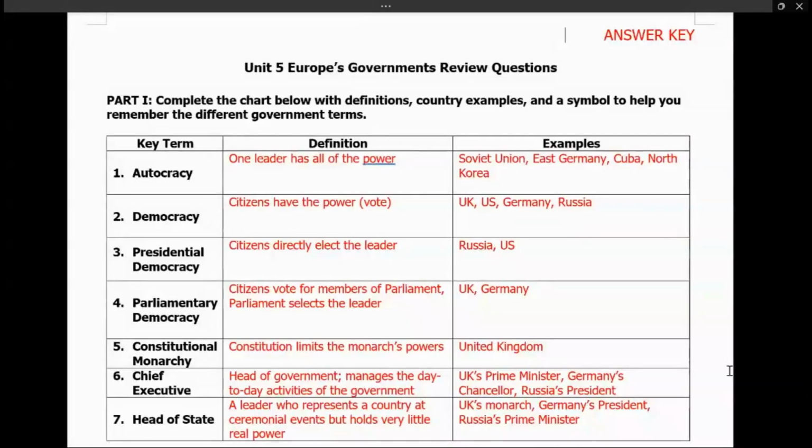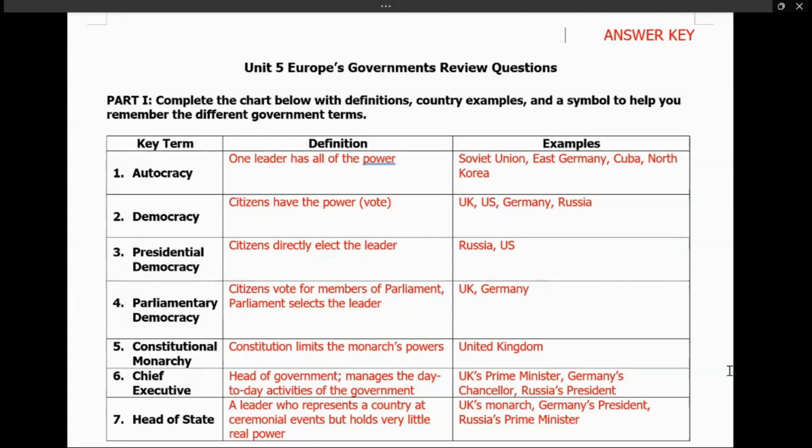Next, we have constitutional monarchy. Constitutional monarchy is when the constitution limits the monarch's power, instead of the absolute monarch who says, I am the king because God told me. Constitutional monarchy is saying, I am king, I am a queen, but the constitution tells me I do not have that much power and I'm just here for ceremonial duty. So constitutional monarchy is when they have a king or queen that does not have much power. United Kingdom has this.